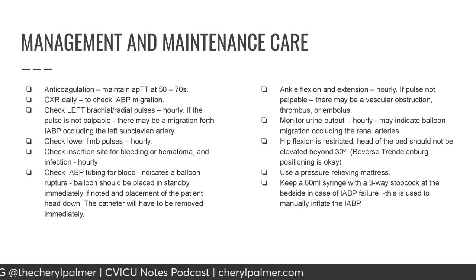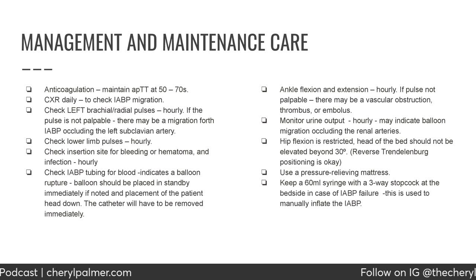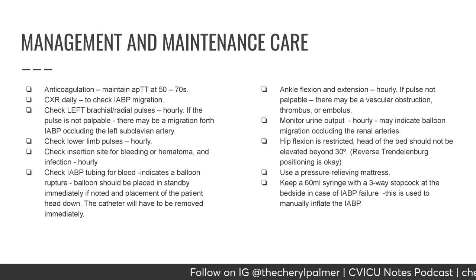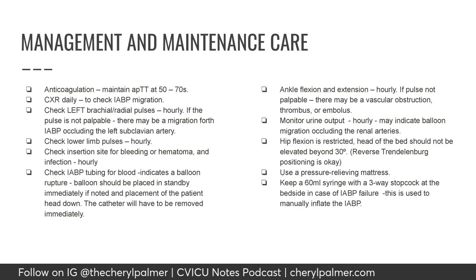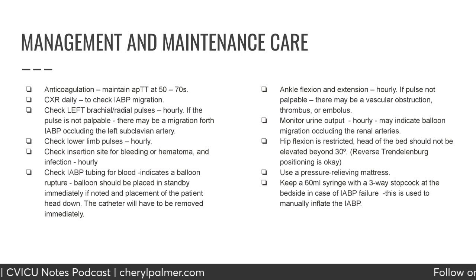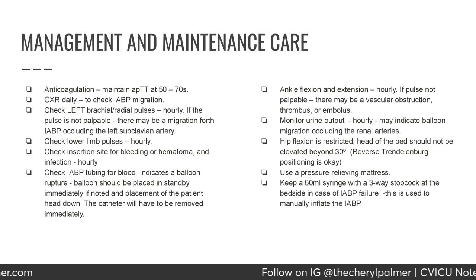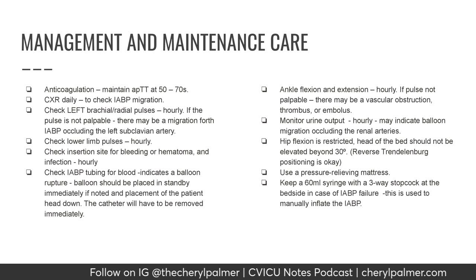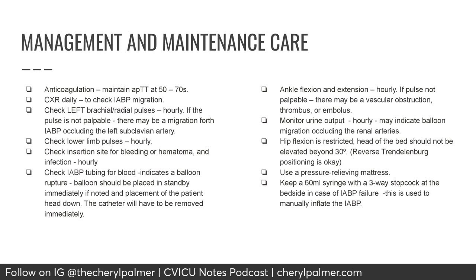Management and maintenance care. Anticoagulation: you want to maintain your PTT between 50 to 70. Chest x-ray daily to check for balloon pump migration. Check left brachial radial pulses hourly. If the pulse is not palpable, there may be a forward migration of the balloon pump, including the left subclavian artery.